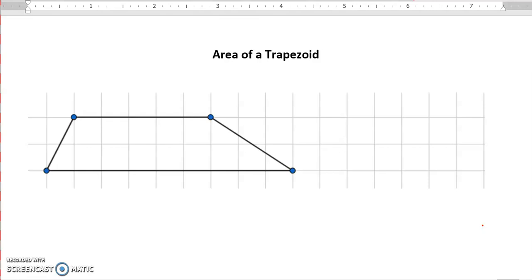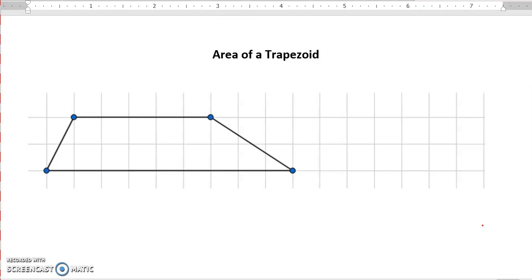Hello, Honors Geometry, and today we're going to be looking at the area of three different shapes. Specifically, quadrilaterals: the area of a trapezoid, a kite, and a rhombus. We're going to start off with a couple ways to find the area of a trapezoid and the relationships of different segments that are also going to allow us to find the area.